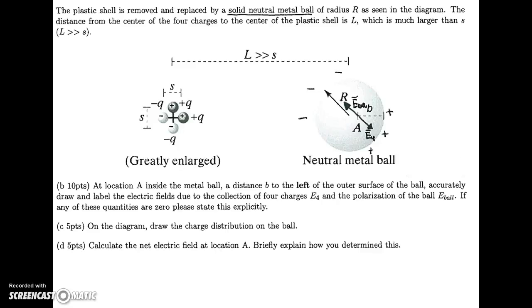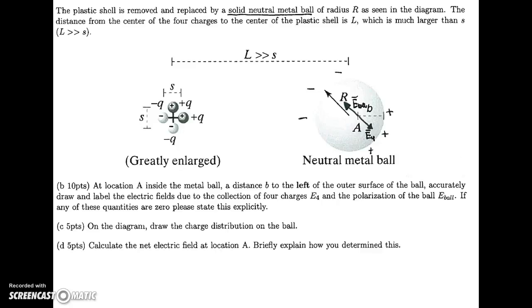And then for part C, on the diagram, show the charge distribution of the ball. Because E net from the dipoles is pointing to the bottom right, the neutral ball is going to polarize in this way. The positive charges are going to be on the bottom right side of the ball, and the negative charges are going to be on the top left of the ball, because this is how the ball is being polarized. And then for part D, calculate the net electric field at location A.